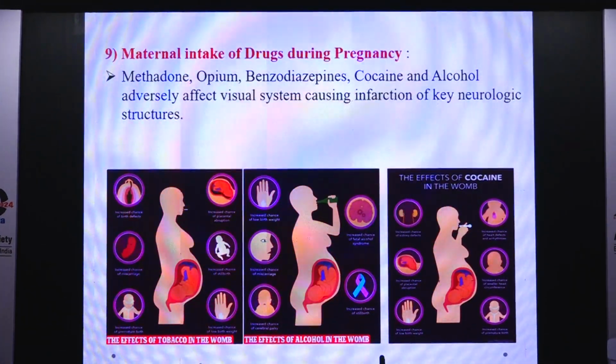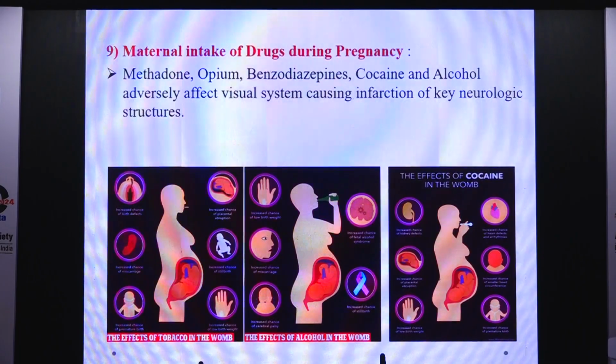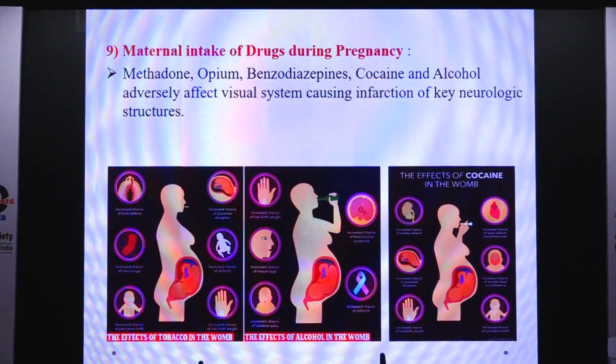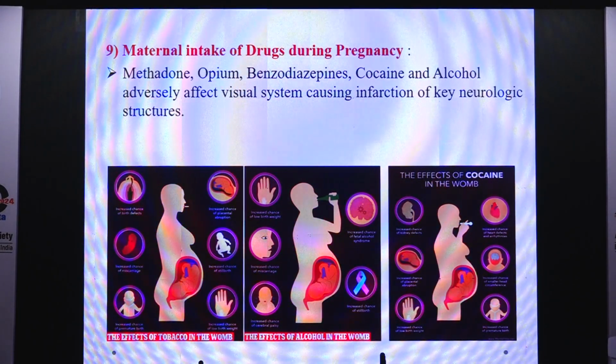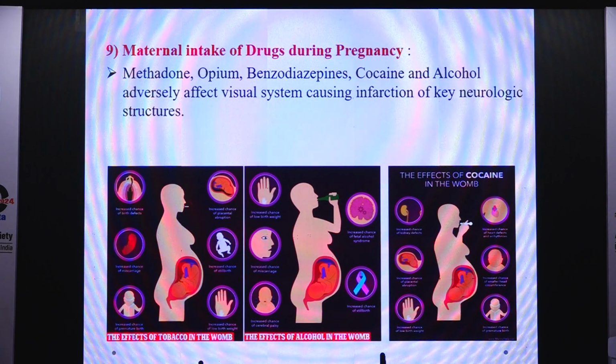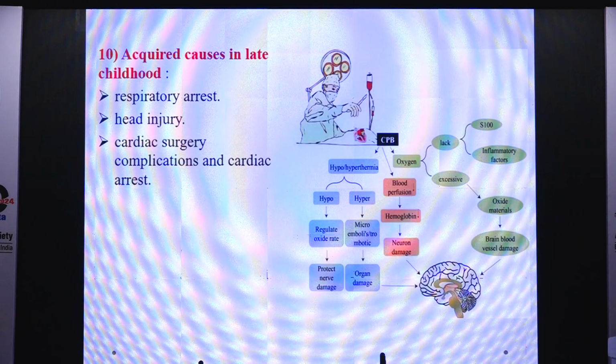And like all other things, maternal intake of drugs during pregnancy also results in CVI. Methadone, opium, benzodiazepines, cocaine, and alcohol adversely affect the visual system, causing infarction of key neurological structures. And lastly, acquired causes in late childhood like respiratory arrest, head injury, cardiac surgery complications, and cardiac arrest. This leads to brain blood vessel damage, which ultimately can cause CVI. However, in some cases, these are seen to be transient.